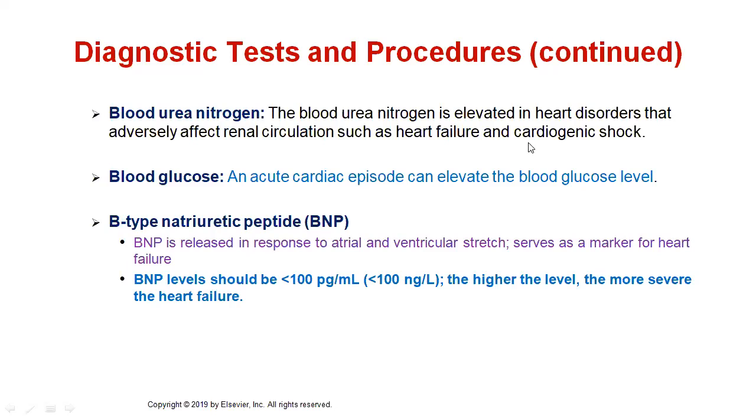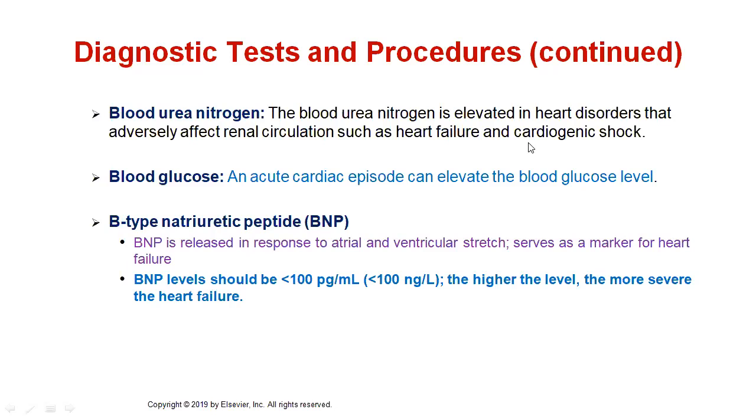Now I said blood urea nitrogen. So I want to share with you blood urea nitrogen, naturally shortly called BUN. The normal range is 7 to 20 milligram per dL. So BUN level is altered or elevated in case of heart disorder or kidney problem. If patient has a kidney problem, we have to check the serum creatinine.